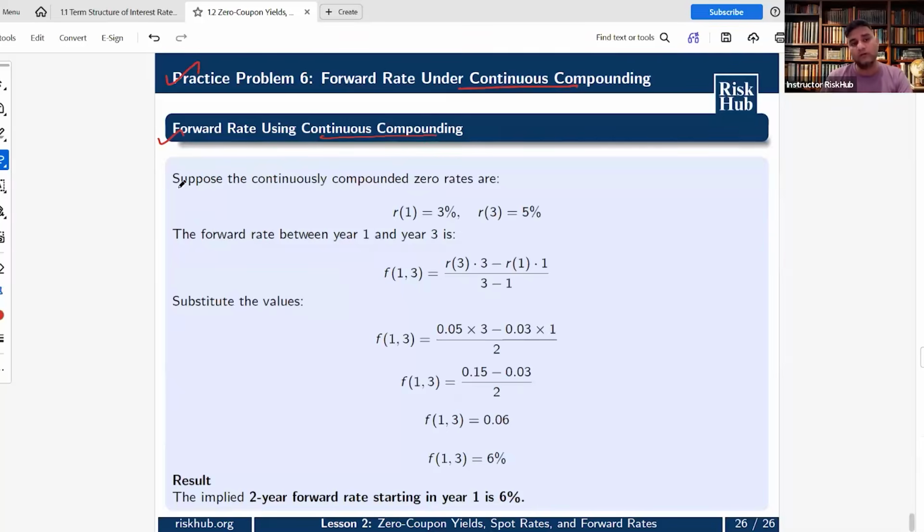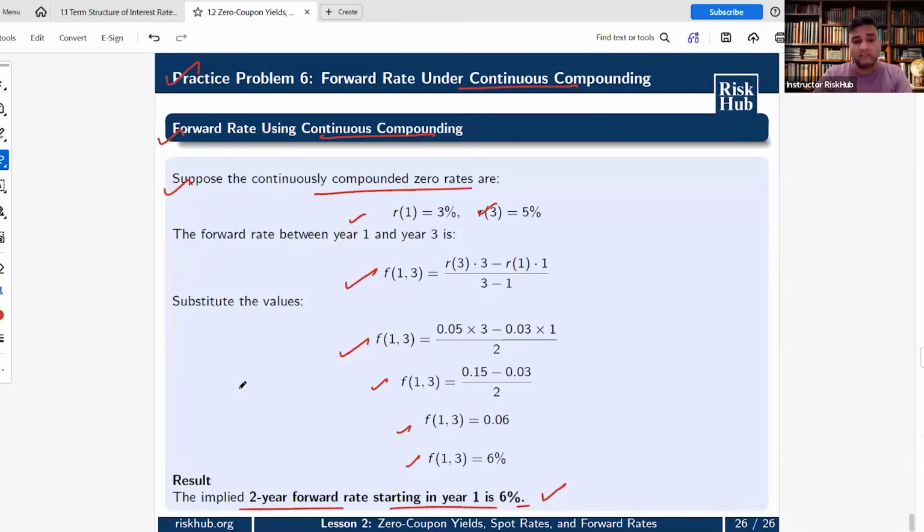Then we have problem number 6, which is forward rate using continuous compounding. Suppose the continuously compounded zero rates are given like this. The forward rate is also given, substitute the values and the implied forward rate starting in year 1 is 6%, right? So that's also solved. Okay. Overall, go back and solve these 6 practice questions. These are for you. That's how active learning helps. Solutions are given, explanation is given, questions are given. Go back and practice on your own, guys.